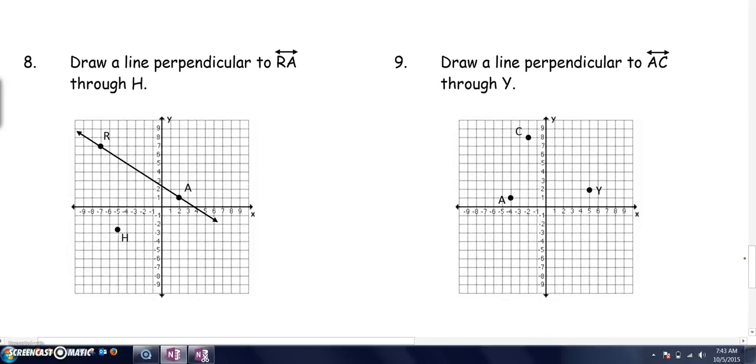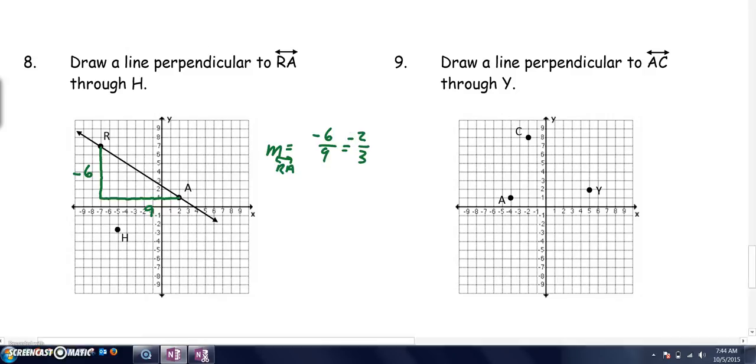Now we're going to draw perpendicular lines. So in a perpendicular line, we're first going to find our slope again. So I go down 1, 2, 3, 4, 5, 6. And I go over 1, 2, 3, 4, 5, 6, 7, 8, 9. So my slope of line RA is negative 6/9, which reduces to negative 2/3.